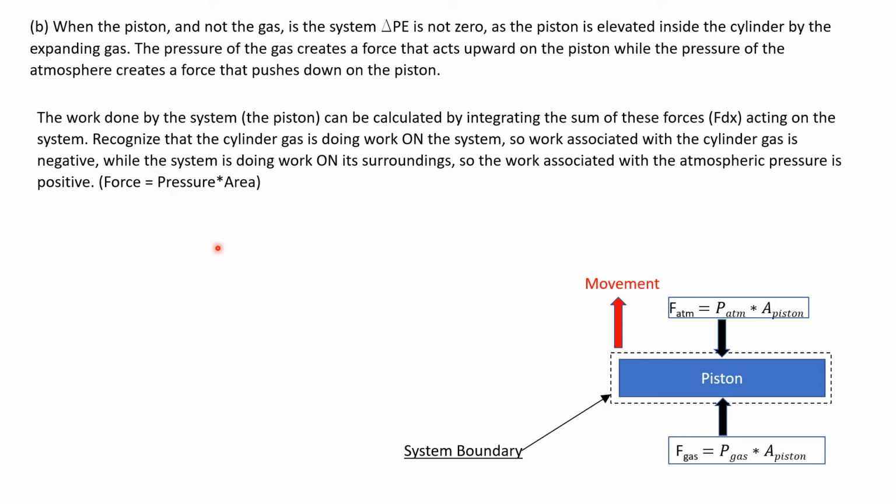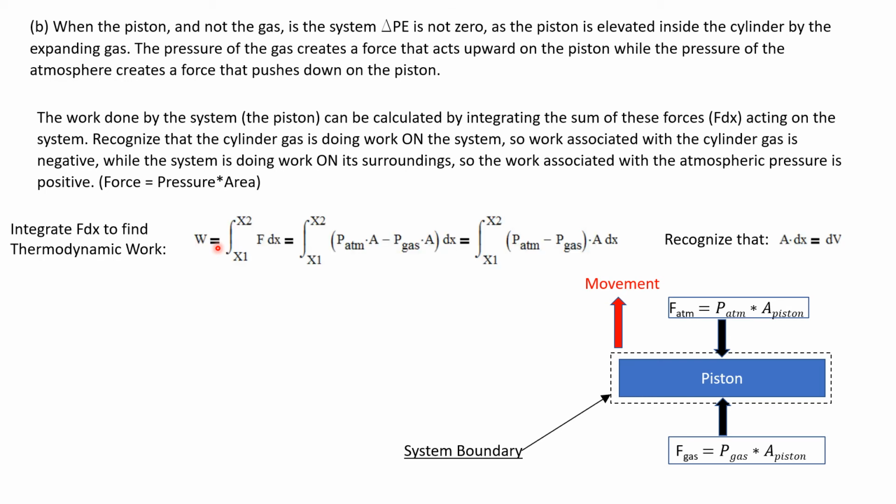Now, the work done by this system can be calculated by integrating the sum of these forces, F dx, acting on the system. Recognize that the cylinder gas is doing work on the system. So work associated with the cylinder gas is going to be negative, while the system is doing work on the surroundings. So the work associated with the atmospheric pressure is positive. And once again, force is simply pressure times area.